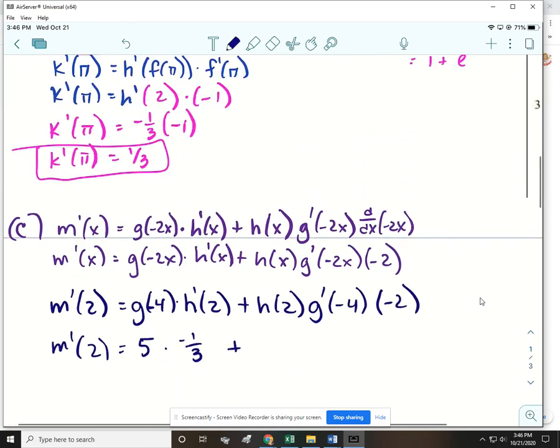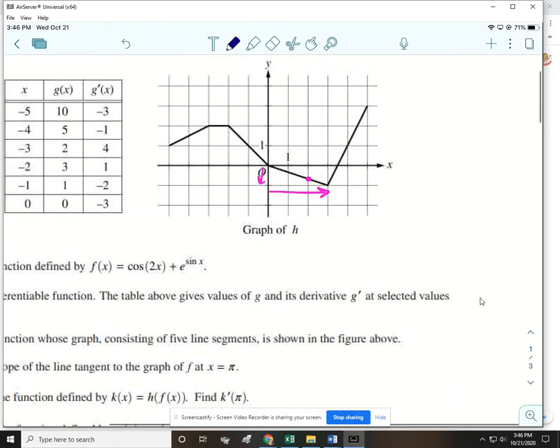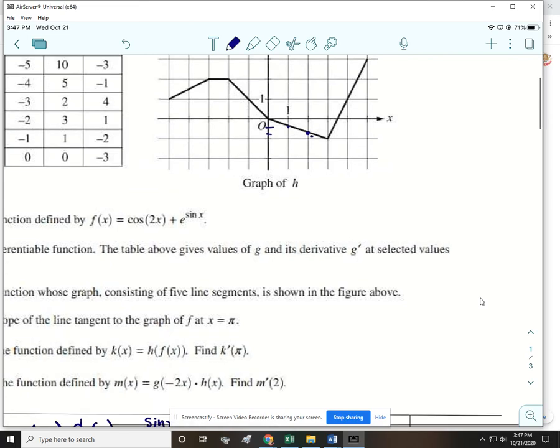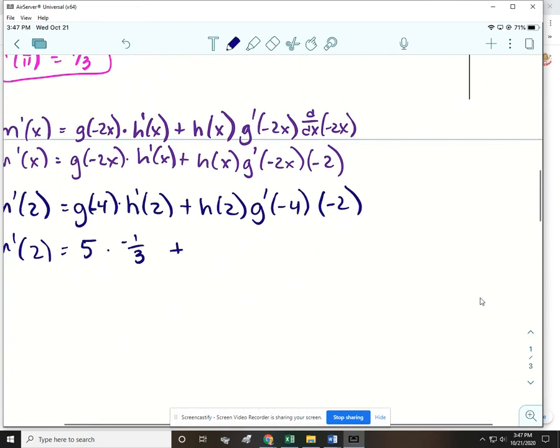H of 2 we haven't done yet. For h of 2 we go to the graph, and when x is 2, the y is going to be negative 2/3 because it goes down 1/3 each time. So that would be negative 1/3. That would be negative 2/3. So that is that.